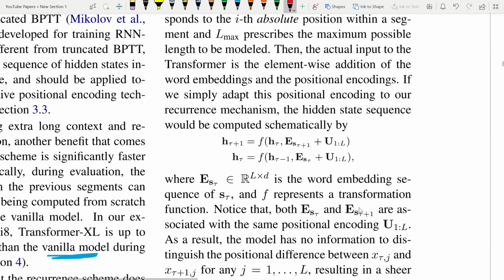So if you were to use the original absolute encoding, then for both tau plus 1 and tau, the hidden states would use U1 to L, plus U1 to L. Obviously, because that's how it would have been. It wouldn't depend on the time step. For a particular segment I have 1, 2, till L. This is for tau, and for tau plus 1 also, because it depends on the input given pertaining to one sequence length.